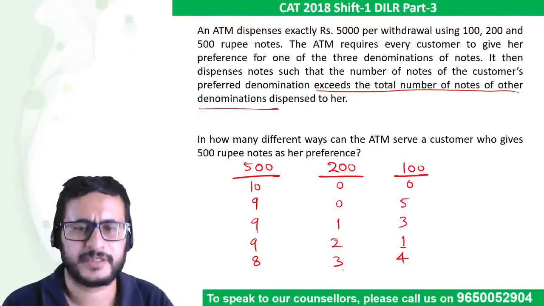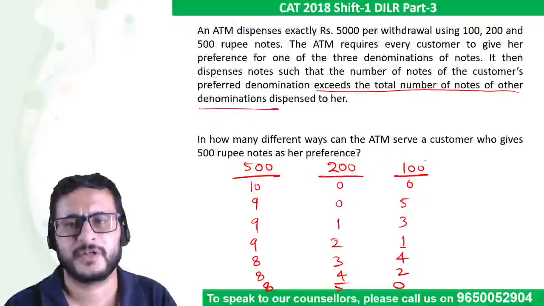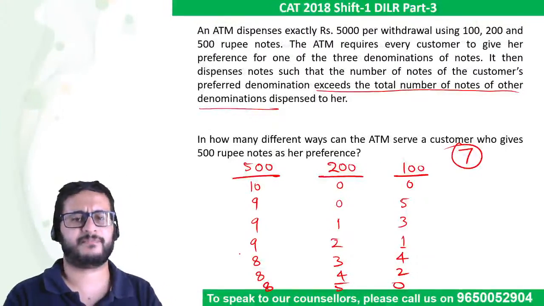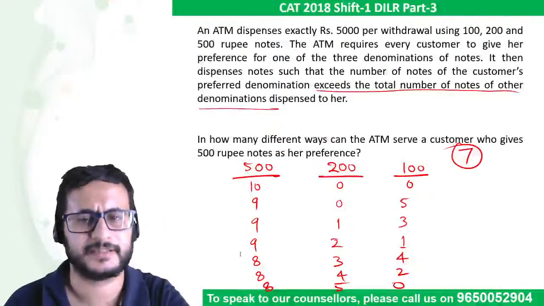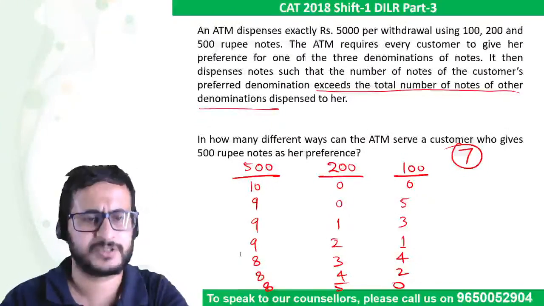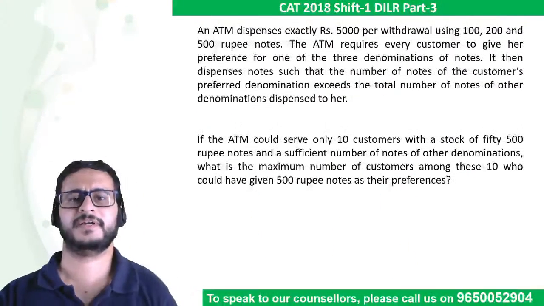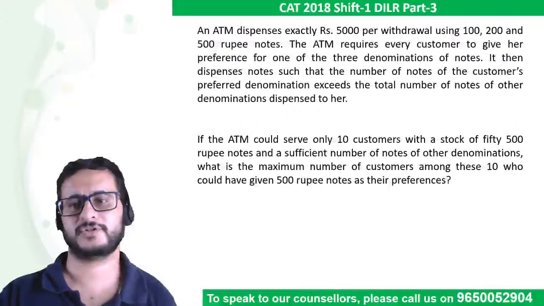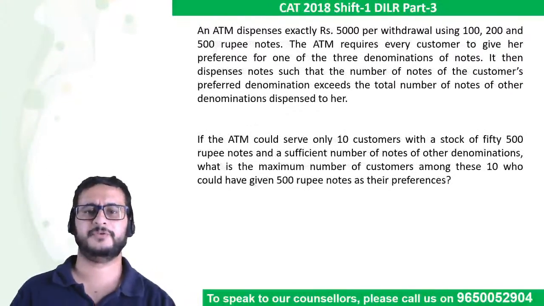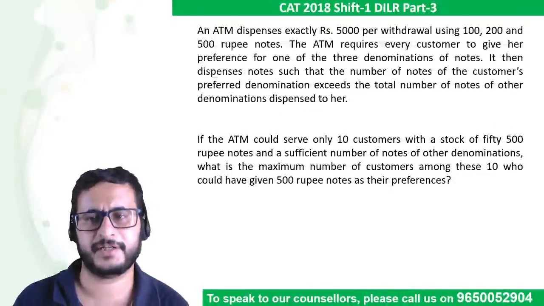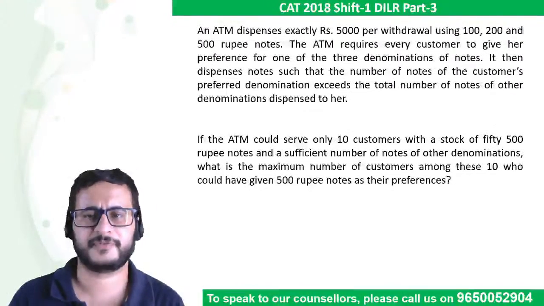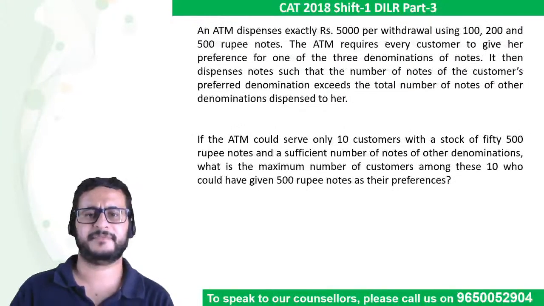So minimum 3 notes if you have 600 and this will be 400, and then you can have 8, 4 and 2 and 8, 5, 0. So you can give 7 choices. The person can get the money in 7 ways. So the answer is 7. Okay. If the ATM could serve only 10 customers with a stock of 50 500 rupee notes and a sufficient number of notes of other denominations, what is the maximum number of customers among those 10 who could have given 500 notes as their preference?